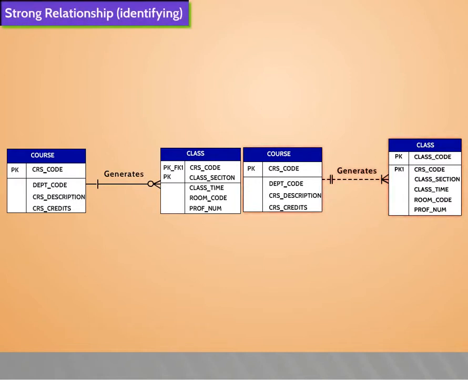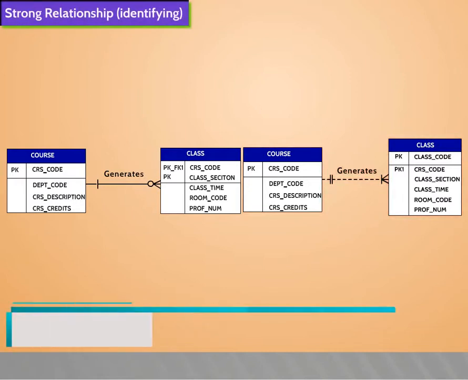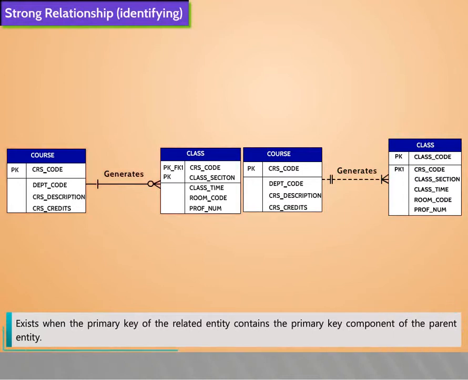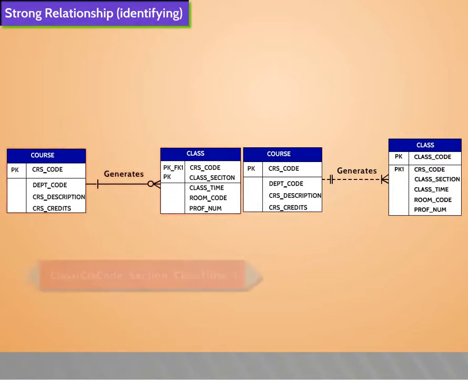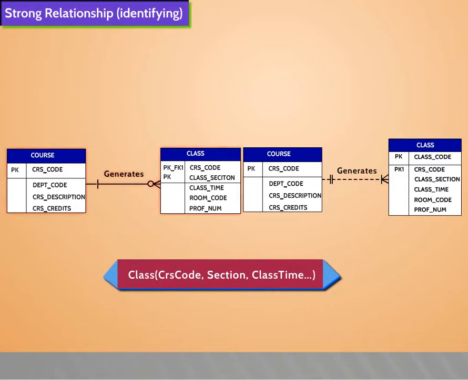Strong relationship, identifying. Exists when the primary key of the related entity contains the primary key components of the parent entity. Course, CRS code, department code, description. Class, CRS code, section, class time.